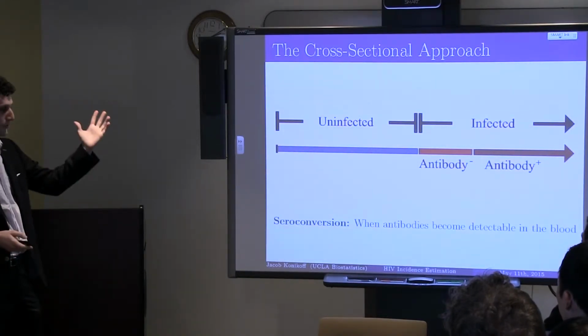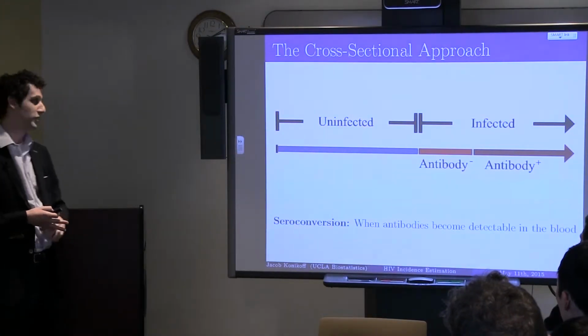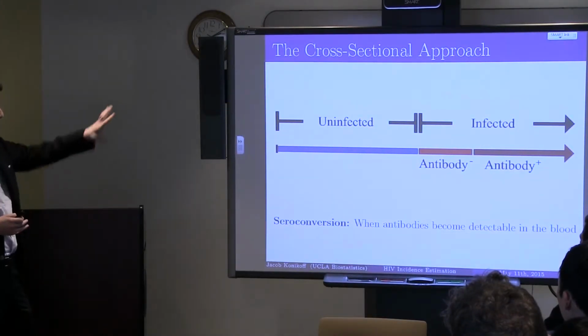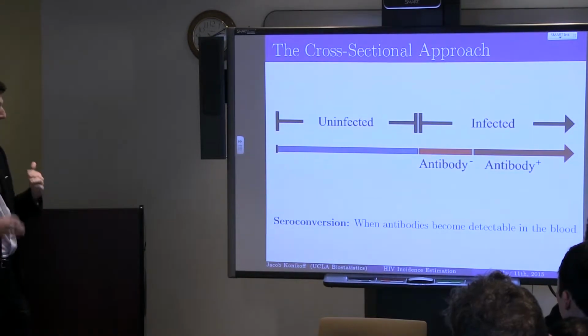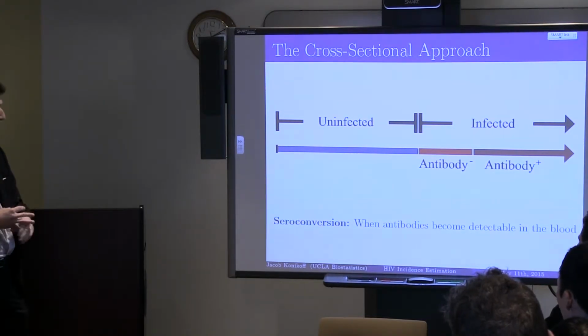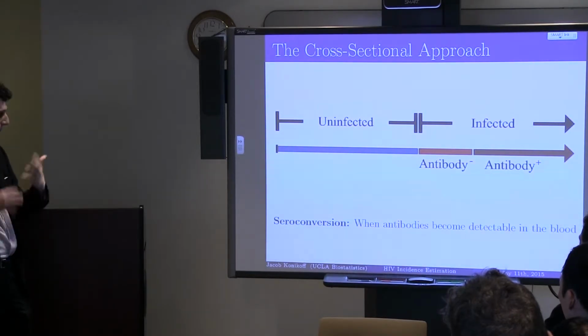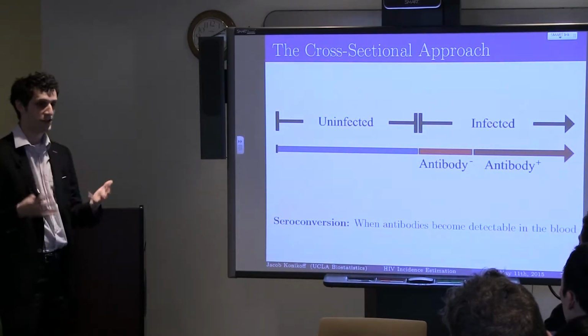Which brings us to the cross-sectional approach, which is what I've spent most of the past 5 years working on. And I'm going to start by presenting it the way that my advisor, Dr. Brookmeyer, originally introduced it. The idea was you're going to avoid this longitudinal follow-up by going into the population at a single moment in time and taking a very large random sample of individuals from the population. Then you're going to use biomarkers, markers in people's blood, in order to learn something about the recent infections.